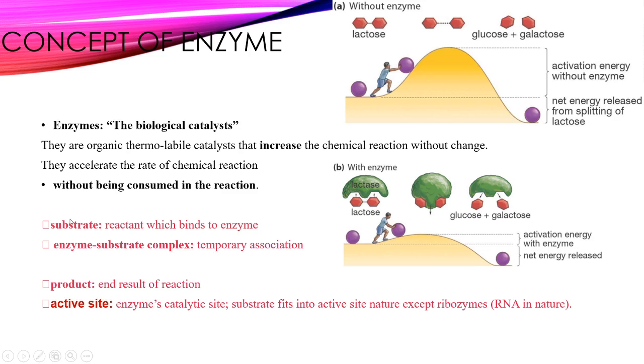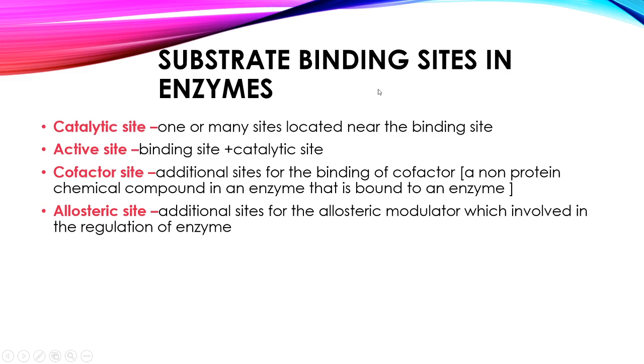There are some important terms you can note down: the substrate, enzyme-substrate complex, product, and active site. You can note down or read out. Substrate binding site in enzyme. Then there is a catalytic site. Catalytic site means one or many sites located near the binding site, and they perform the catalysis. This is called the catalytic site.